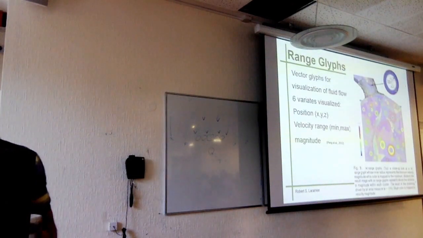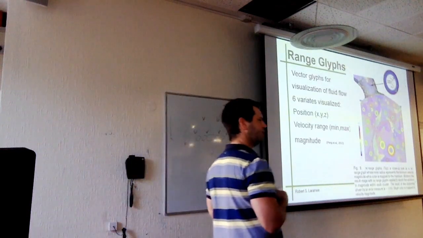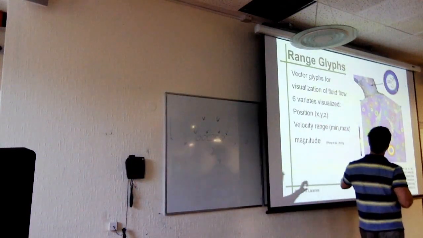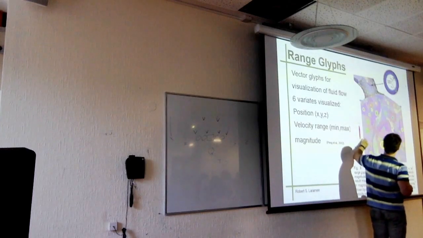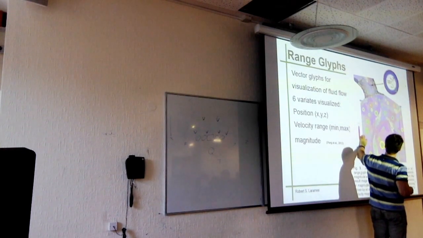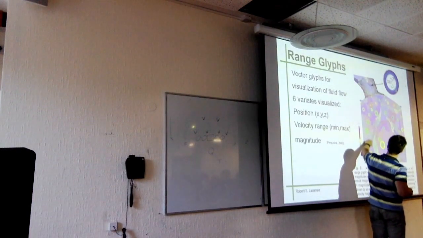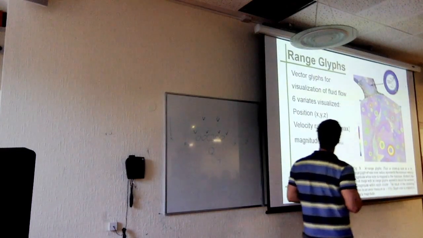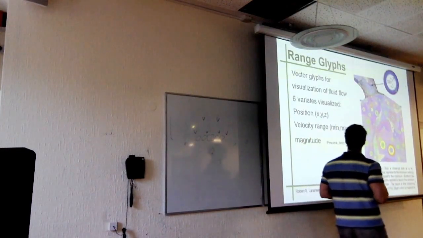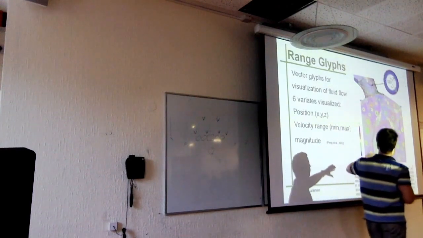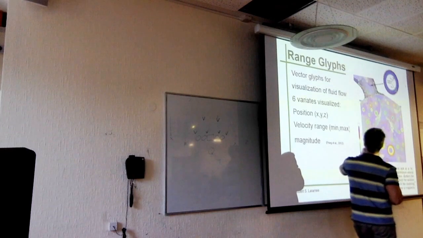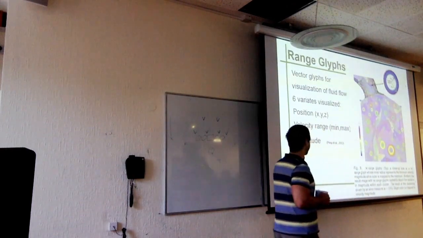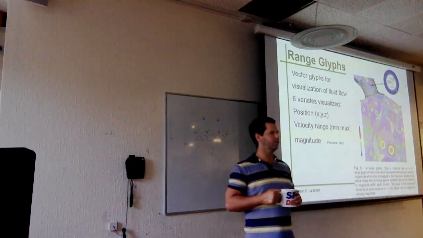Here's one for just the magnitude, to visualize the variation in magnitude. Again, each area represents a collection of flow velocities. The minimum magnitude is mapped to the minimum radius, and the maximum magnitude is mapped to the maximum radius for this region. And that's called a range glyph. So we have 6 variates visualized: position, x, y, and z, the velocity range, and the magnitude. Does that make sense, hopefully?